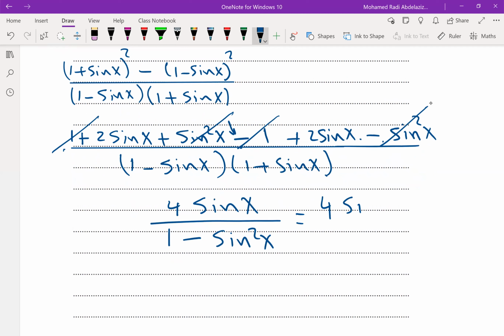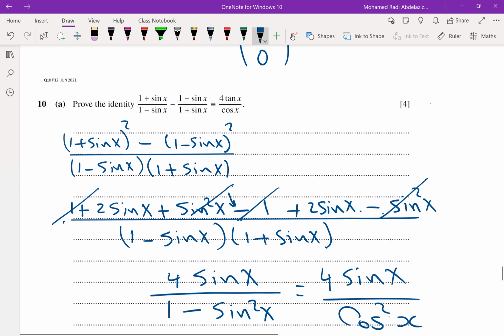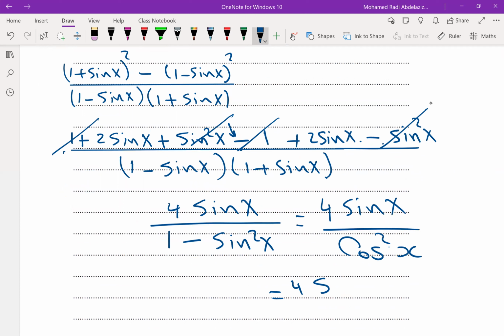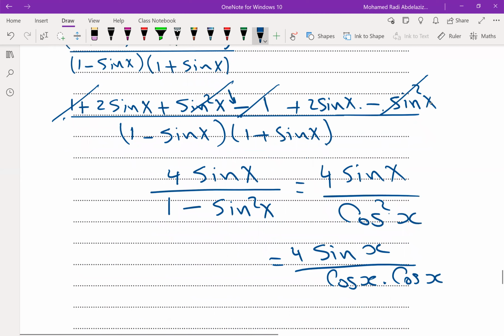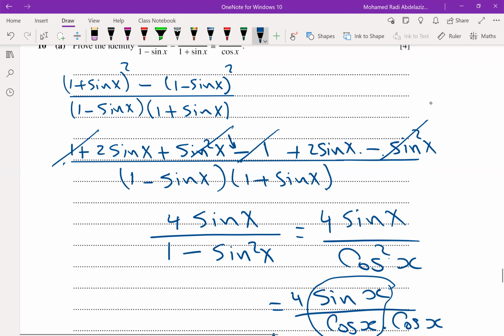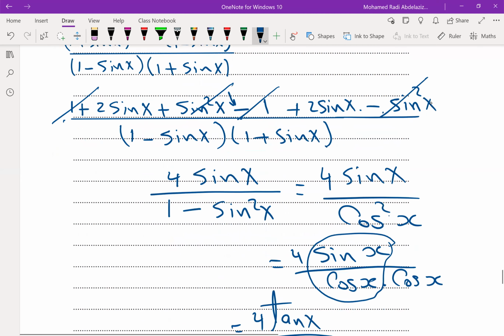So 4 sine x divided by 1 minus sine squared, which is cosine squared x. Now, by looking at the right side, we already have 4, but tan, you can split cosine squared as cosine x multiplied by cosine x. Now, sine over cosine will be tan. So the final answer will be 4 tan x divided by cosine x. This is the left-hand side equal to the right side.